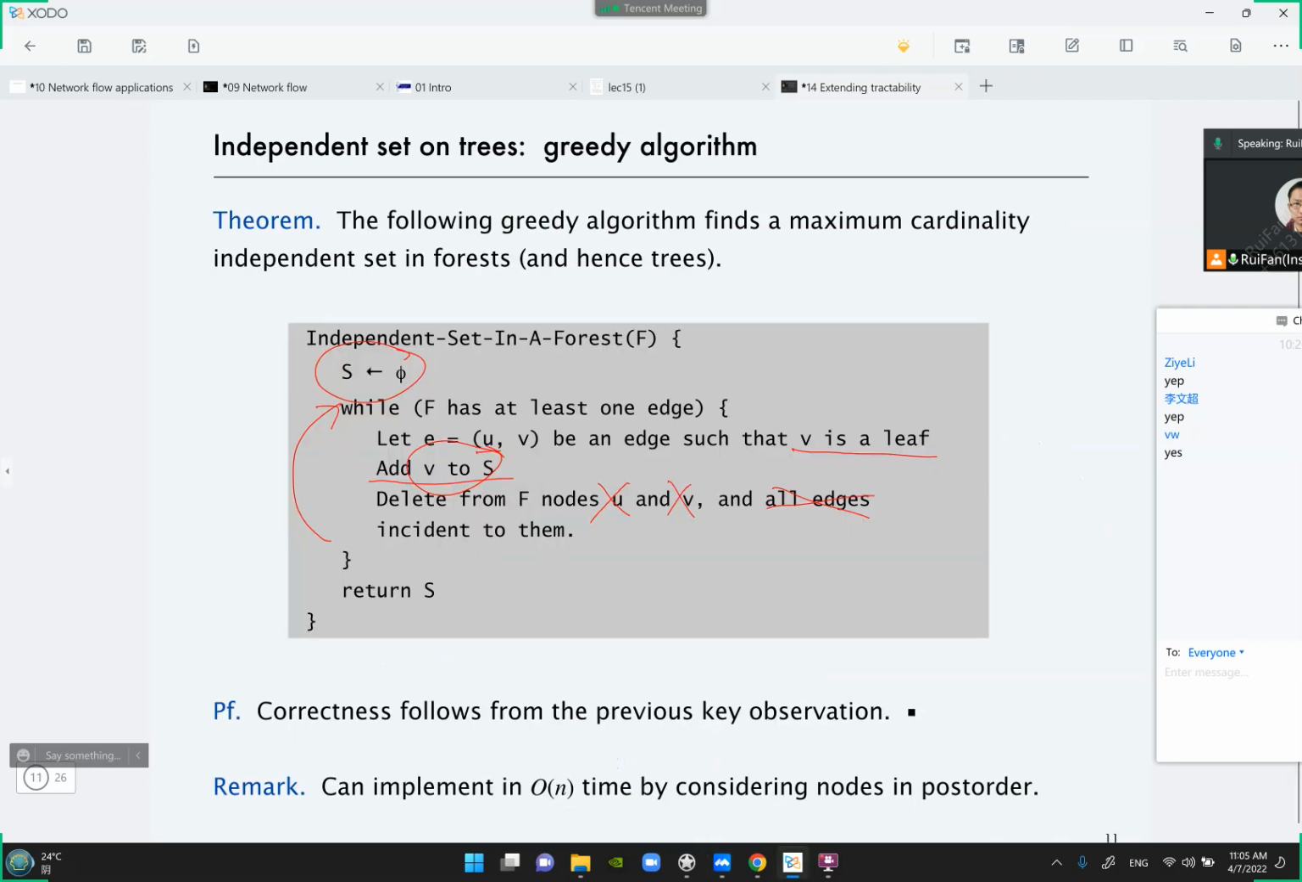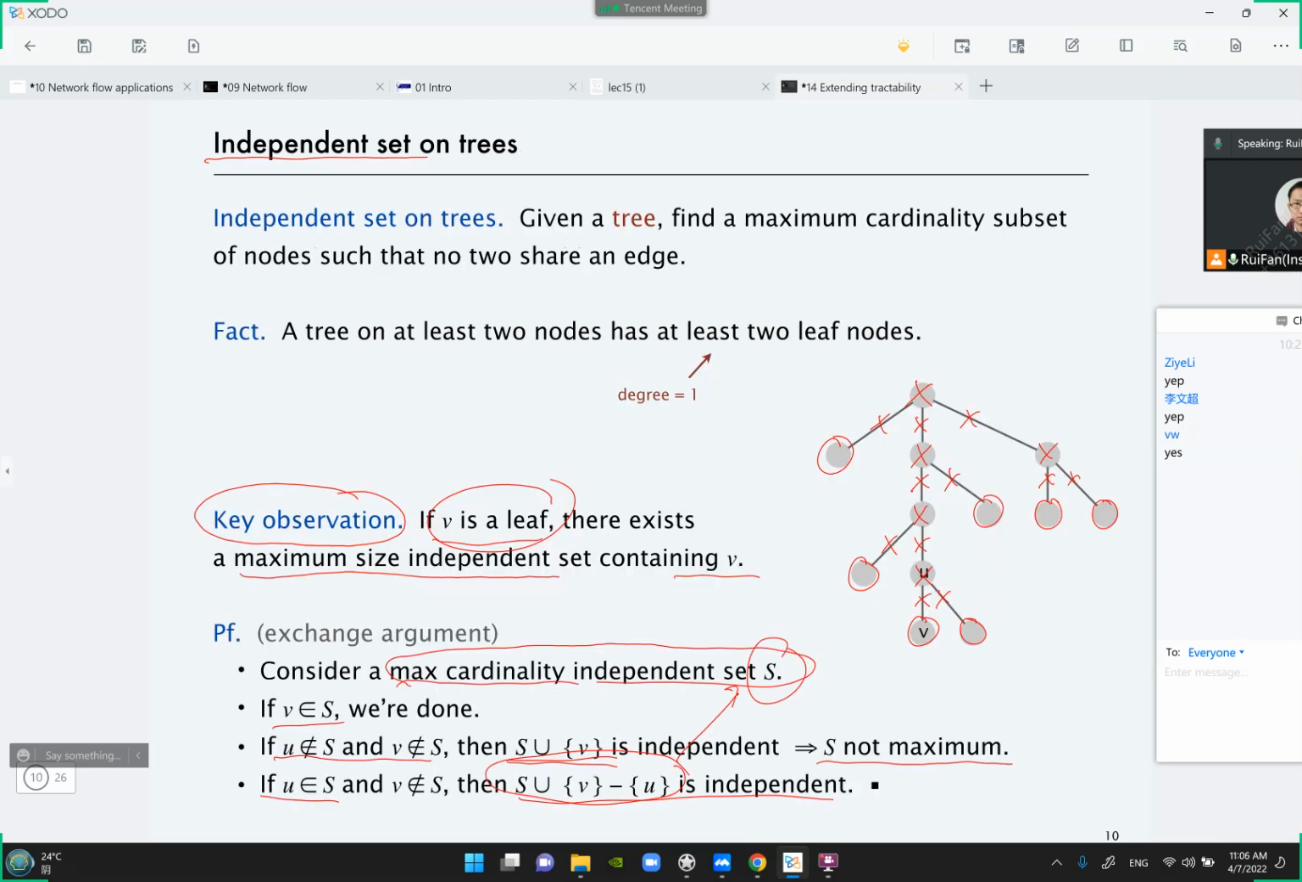I'll just mention one more thing, which is that if you want to implement this efficiently, you can definitely do this in polynomial time, just by always looking for leaves and then taking out the neighbors and so on. But if you want to do this really efficiently, in linear time, where n is the number of nodes, then one way is to look at all of the nodes in post order. Post order is a way to traverse this tree.